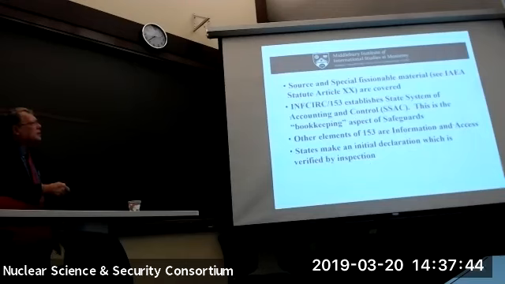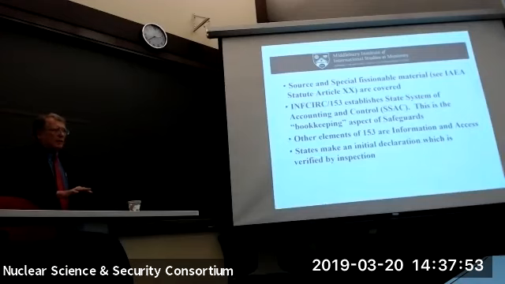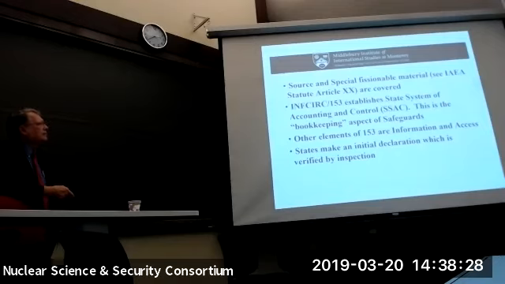153 establishes the state system of accounting and control, the SSAC. This is the bookkeeping aspect of safeguards. So what safeguards is really doing, if you have nuclear material in this room, they come and they say, well, where's your nuclear material? It's in this room. It's 3 kilograms. We check, it's 3 kilograms. Everything's fine. They don't check the doors and locks. They don't look at security guards. They don't do that sort of thing. They don't care about, other than their personal protection, what you have in place for safety systems. They are safeguarding in the sense of accounting for the nuclear material.